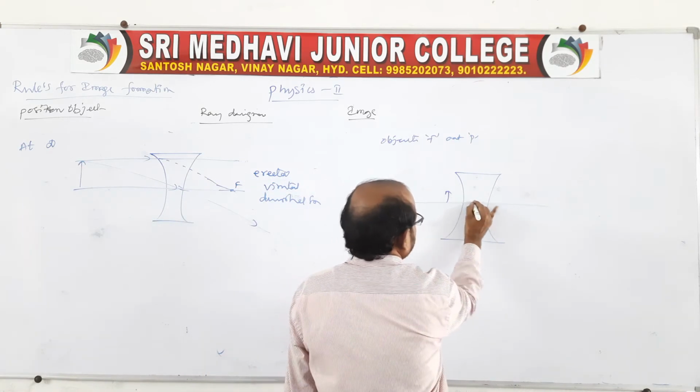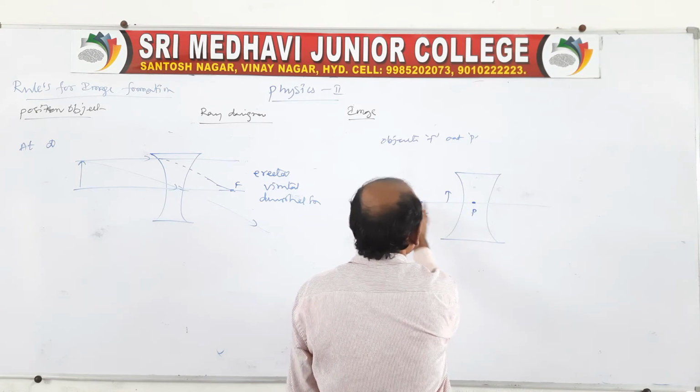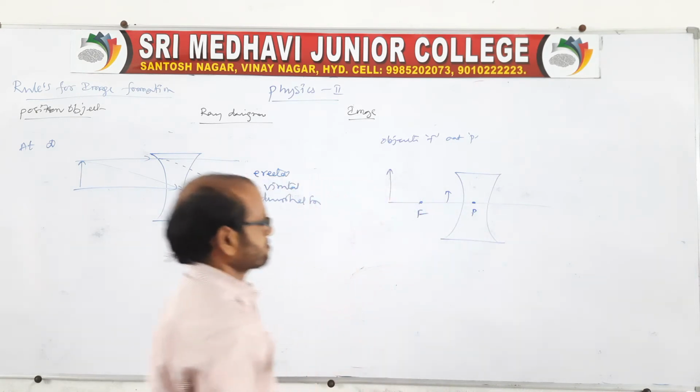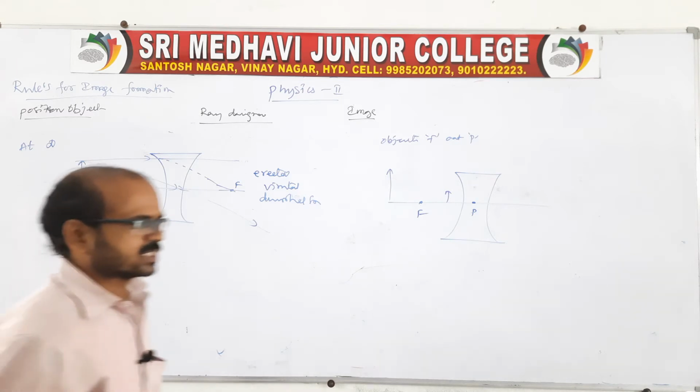Between this optic center and like this, it is the optic center, therefore the image will form like this. So, this is the ray diagram for a virtual, erect and diminished image between F and P. Clear? This is about a concave lens.